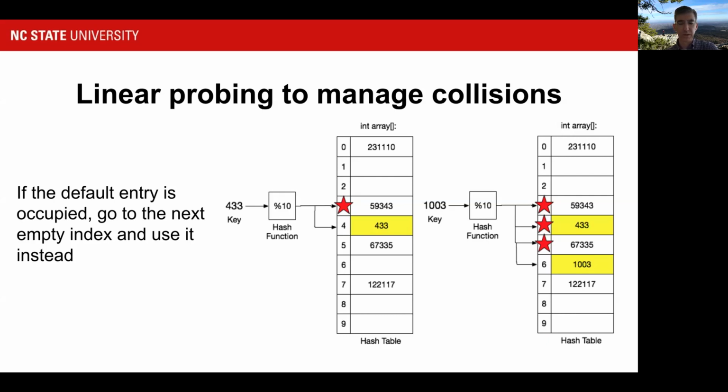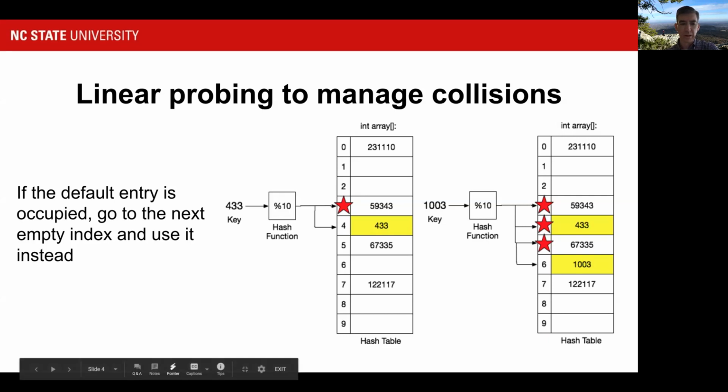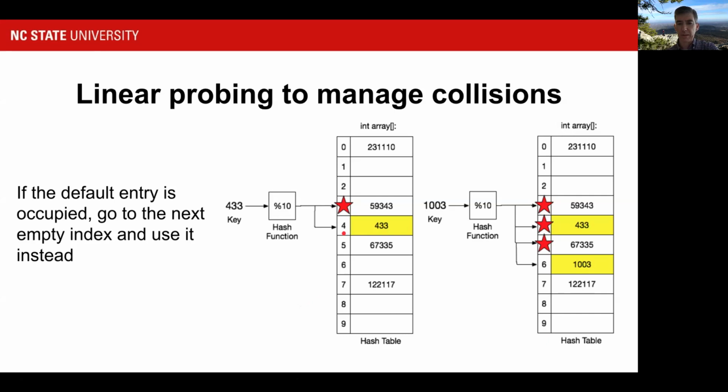So for example, if I want to store 433 and we are still using our simple mod 10 hash function, when I mod 433 by 10, I get the third index, but the third index is occupied by this number, 59,343. So I can't put it there. That's a collision. So what I do is I just take that index 3, I increment it by 1 to 4, and I look to see if it's available, and turns out it is, so I store 433 there.